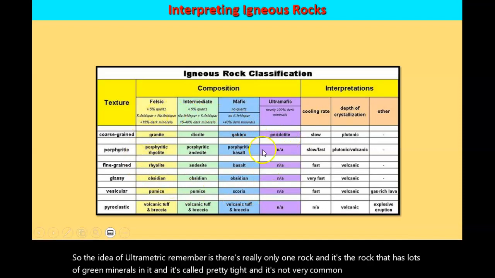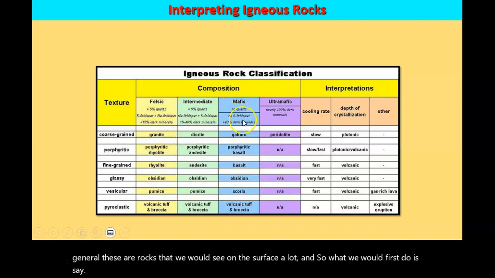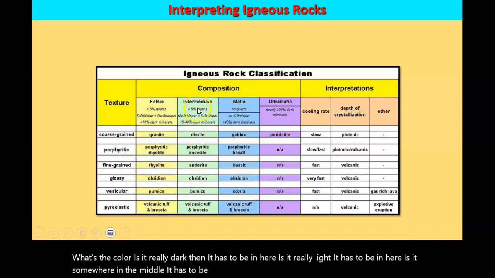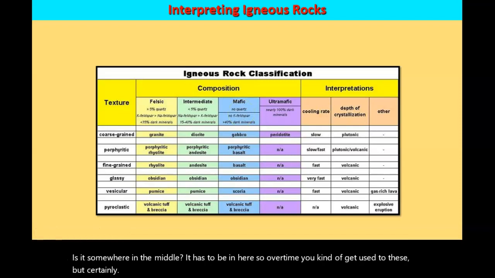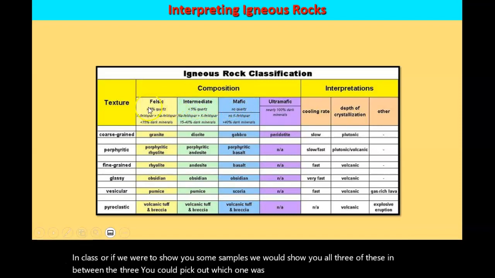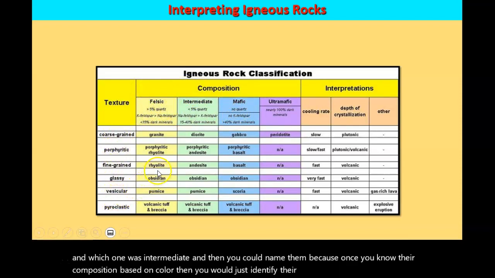But in general, these are rocks that we would see on the surface a lot. And so what we would first do is say, what's the color? Is it really dark? Then it has to be in here. Is it really light? It has to be in here. Is it somewhere in the middle? It has to be in here. So over time, you kind of get used to these, but certainly in class, or if we were to show you some samples, we would show you all three of these, and between the three, you could pick out which one was the darkest, which one was the lightest, and which one was intermediate. And then you could name them, because once you know their composition based on color, then you would just identify their texture, and then voila, you'd know their name.